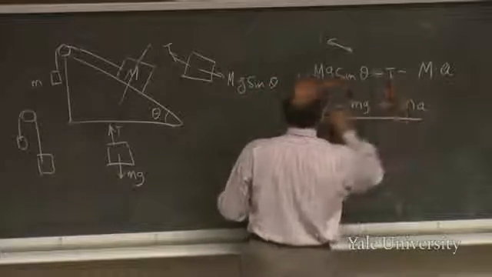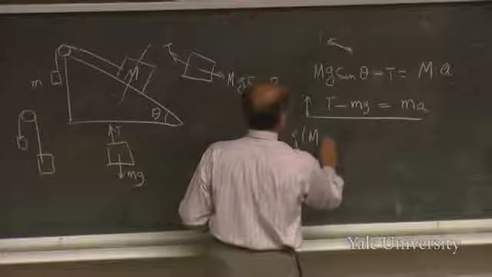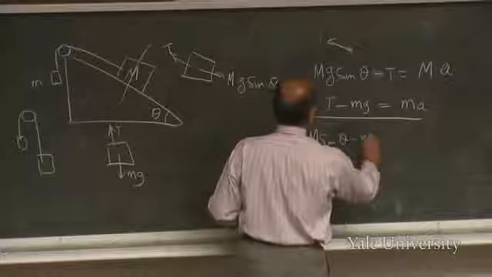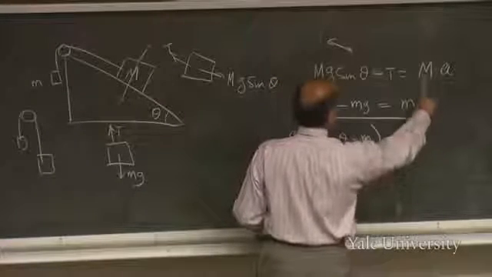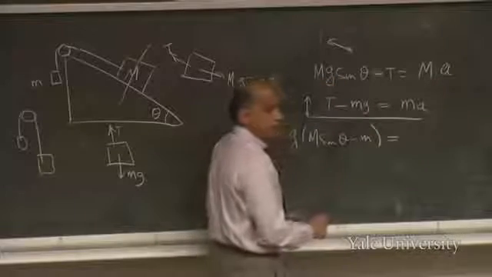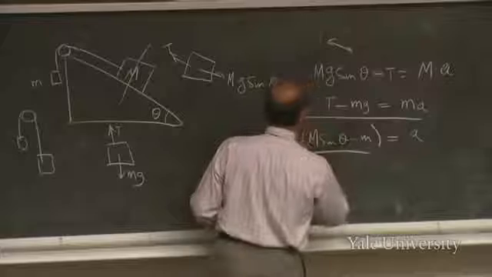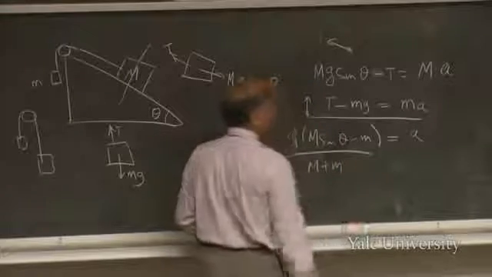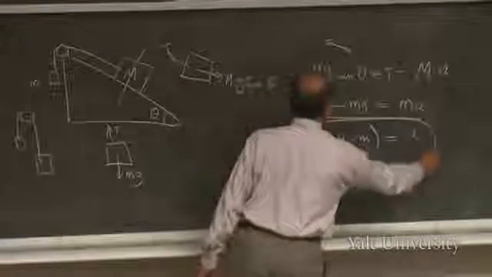Whenever you see a minus T and a plus T, you add them, and you get g times (M sine theta minus small m). On this side is going to be (big M plus small m) times A. Can you see that? So let me short circuit one step and divide by big M plus small m. So that's the formula here.